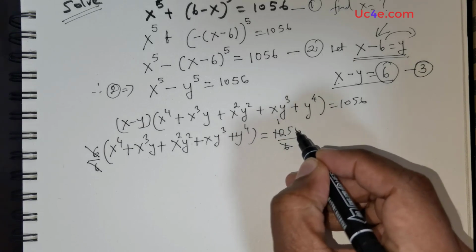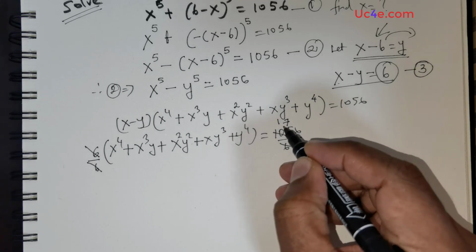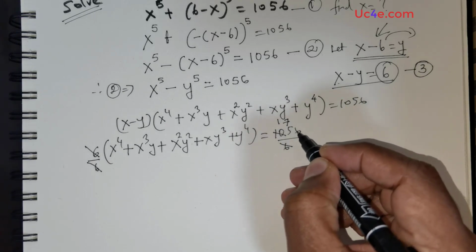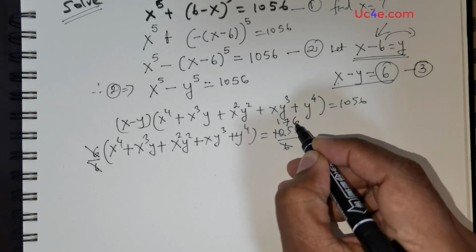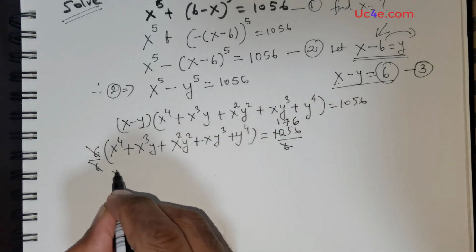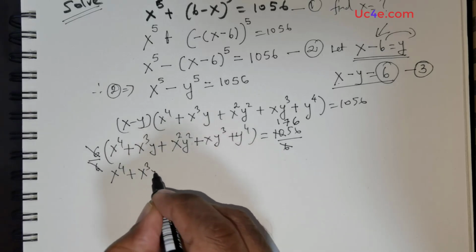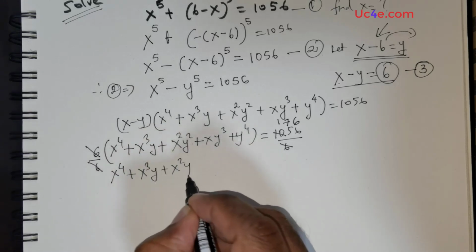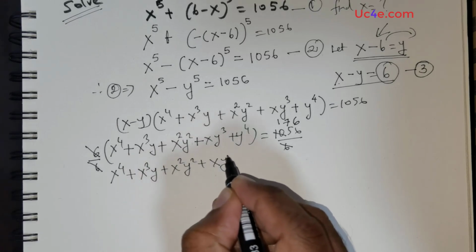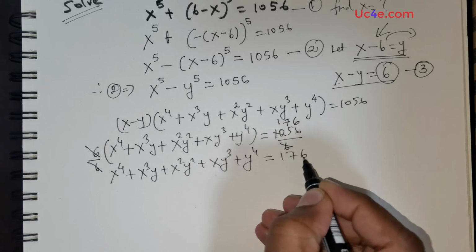6 sevens are 42, so place the 7 there and you get a 3 being thrown out to join the 6 there, and that would mean 6 divides 36 6 times, so we got 176. So I will have to rewrite this as x raised to the power of 4 positive x cubed y positive x squared y squared positive x y cubed positive y raised to the power of 4 is equal to 176.